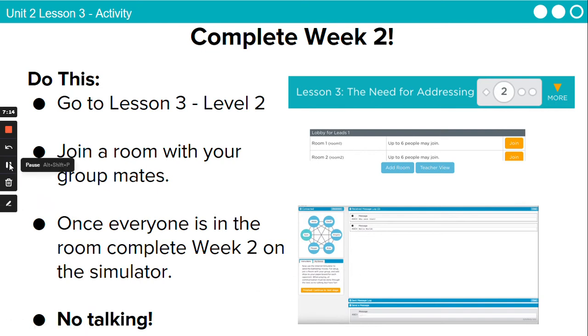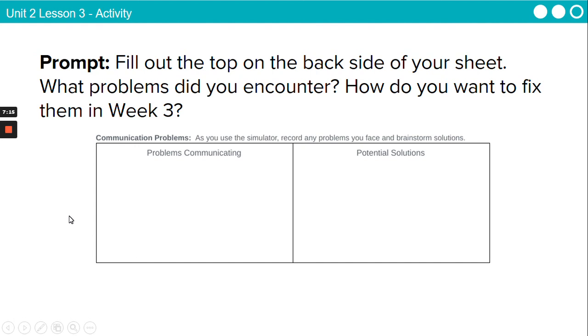be talking. Okay. Once you have gotten the days when the other people can meet and you have all agreed and nobody's clashing because you're only meeting with one person, then we get to this prompt. Fill out the top on this, well, it says the other side of the sheet, but you have it right here. What problems did you encounter? How do you want to fix them? Okay, so it's on your activity guide, not here. You won't be able to write it here, but you go to your activity guide and you'll have the box like this. As you use the simulator, record any problems you face and brainstorm solutions.